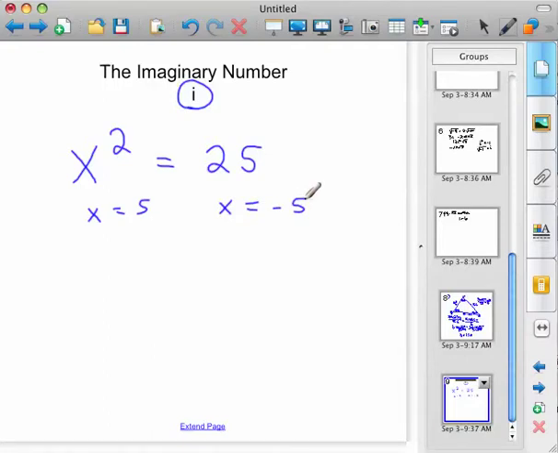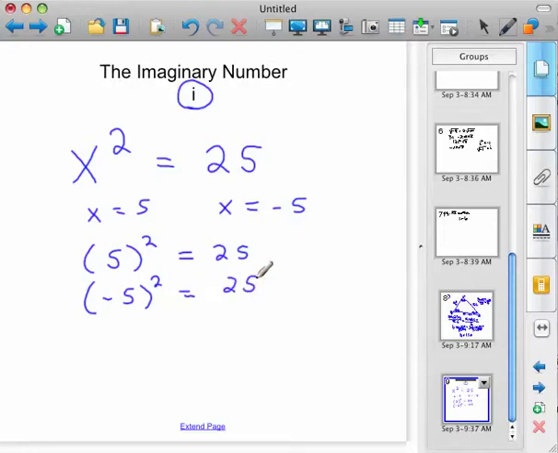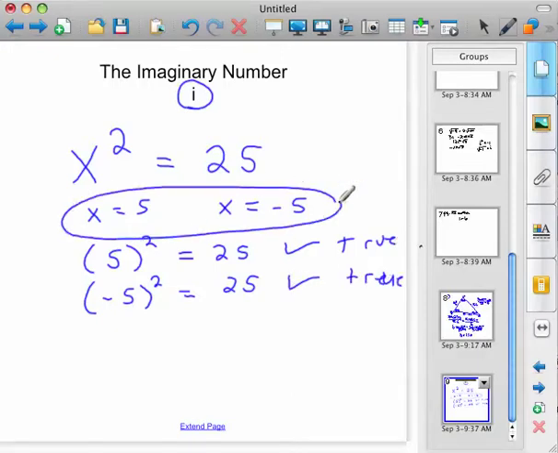And you could verify that really quickly. 5 squared, well, 5 squared is 5 times 5, which is 25. Okay, negative 5 squared, negative 5 times negative 5 is a positive 25. So both of those check out to be true. So these are the two solutions of that particular problem.